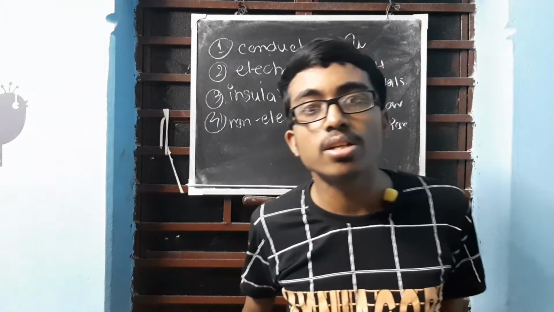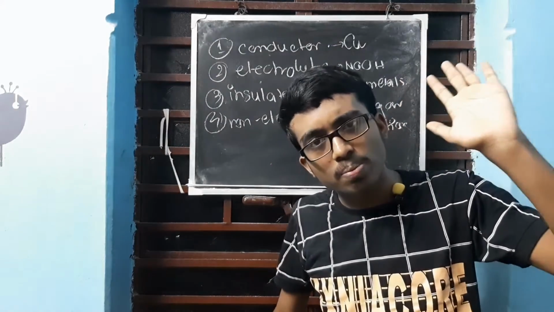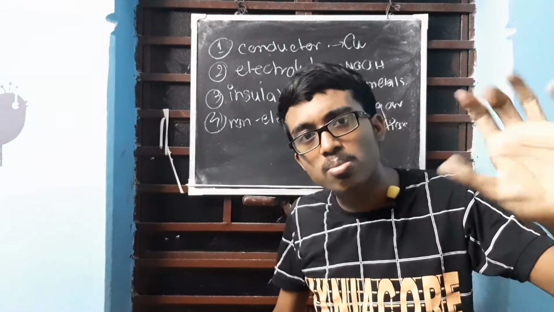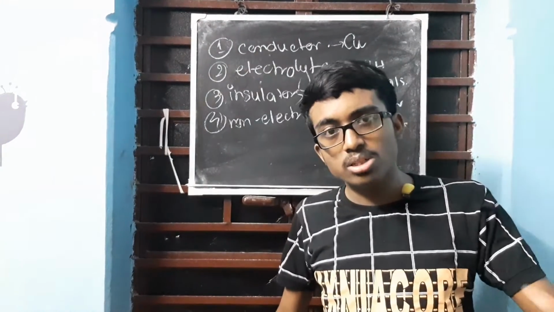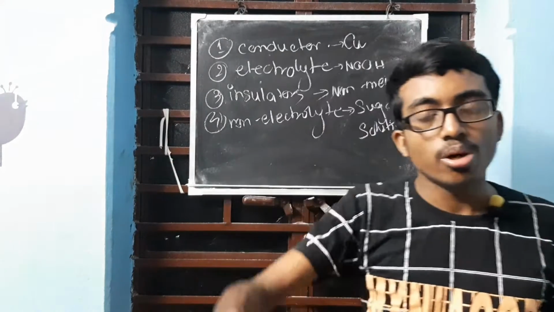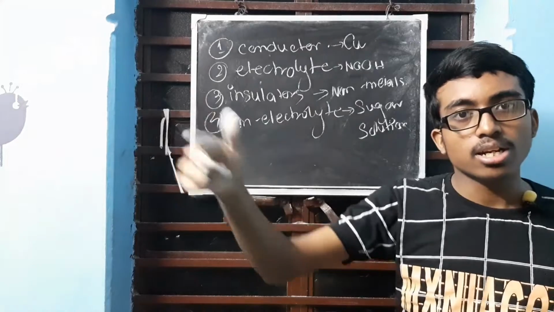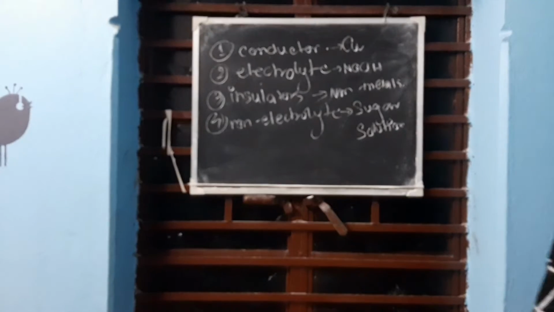Last point of difference: the current carrying particles in metallic conductivity are very small as compared to electrolytic conductivity. As you can understand, the size of ions is definitely bigger than that of electrons. So in electrolytic conductivity the ions are conducting, so the size is comparatively larger, and in metallic conductivity the size is less than in electrolytic conductivity. Understood?